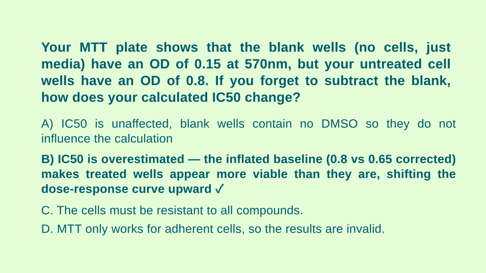Here's why. The blank wells contain background absorbance from the media, plastic plate, and assay reagents. If you don't subtract this background, every absorbance value becomes artificially higher. As a result, treated cells appear more viable than they truly are, causing the dose-response curve to shift upward and the IC50 value to shift to a higher concentration. This makes the drug appear less potent than it actually is. The key takeaway: always subtract the blank wells before calculating cell viability or IC50. It's an essential step for obtaining accurate and reliable results.